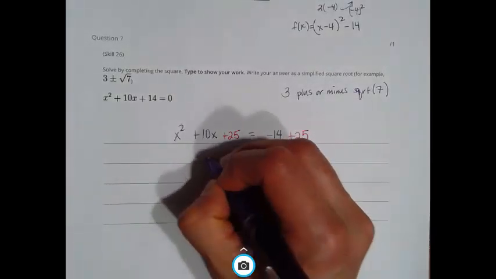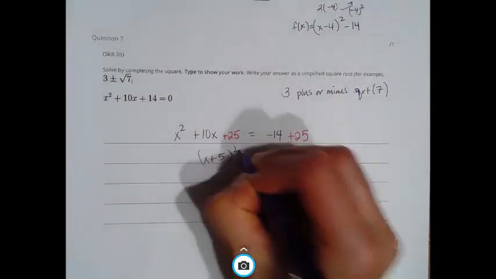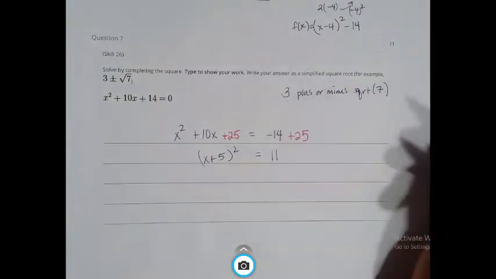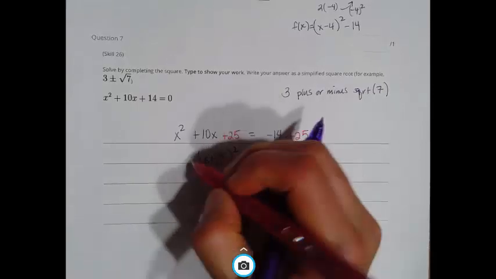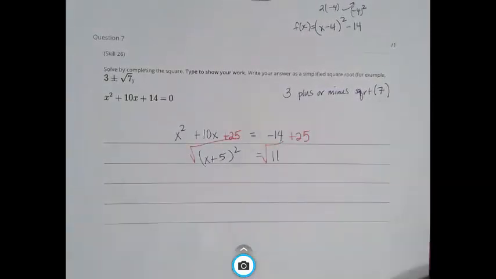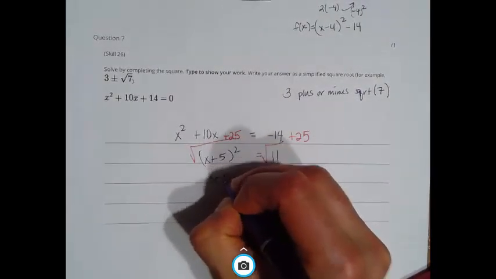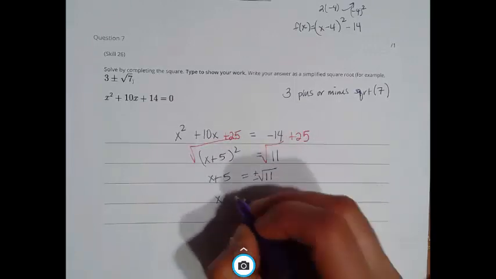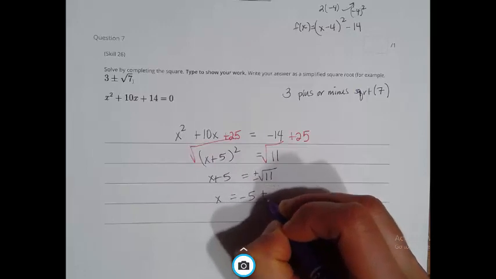All right, so x plus 5 squared equals 11. Then I'm going to take the square root of both sides. I've got x plus 5 equals the square root of 11. That'll be a plus minus, so x equals negative 5 plus or minus the square root of 11.